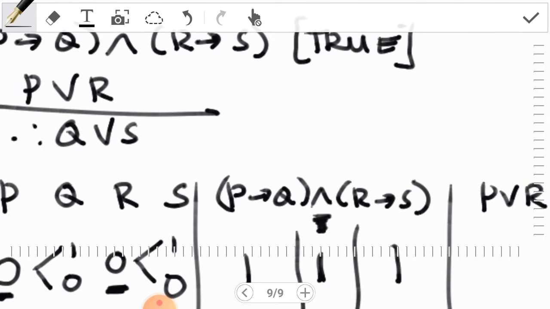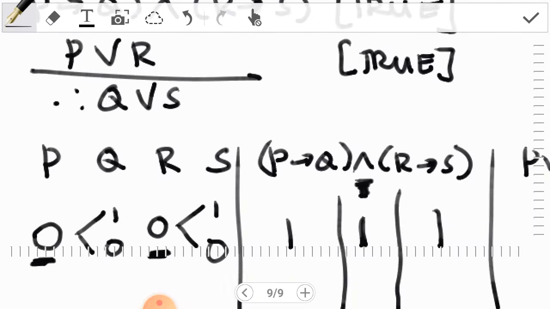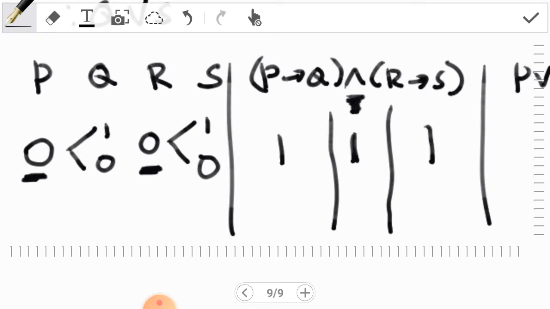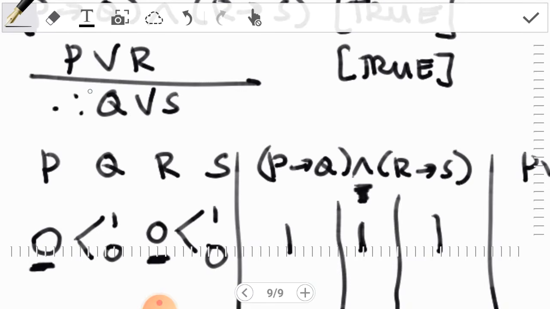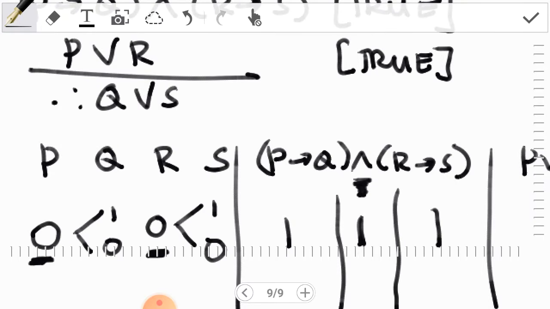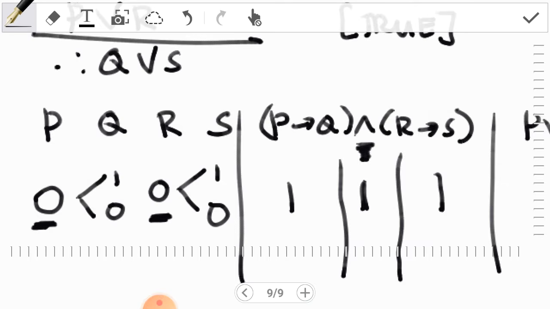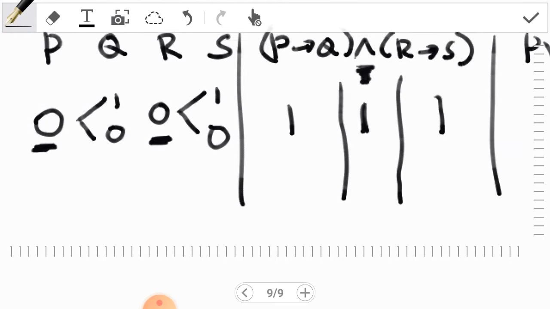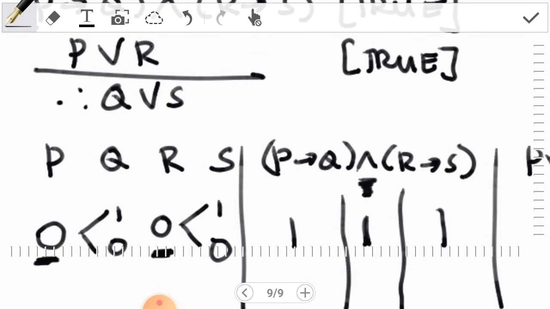Next, P or R must be true. We are setting earlier P is 0, R is 0, so that this will be true. But if both P and R are false, this entire proposition P or R will be false, because false or false will be false. So we will have a problem in the second proposition. What will be the remedy to make this proposition true?